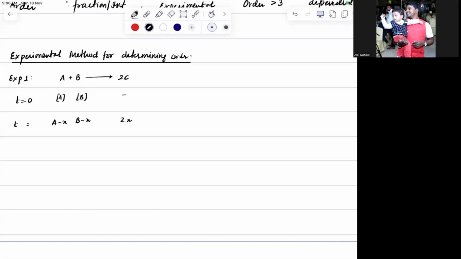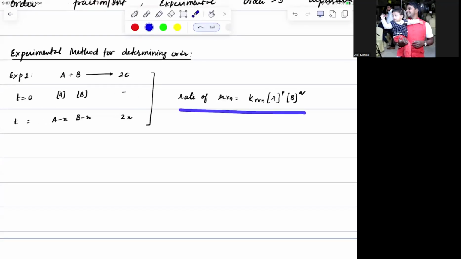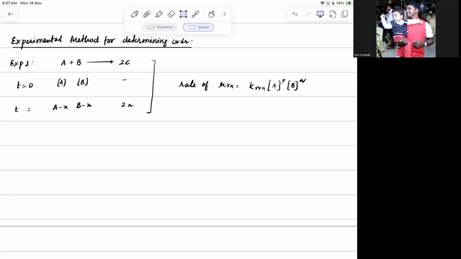So here what we do, we will figure out the rate of the reaction. Rate of reaction will be equal to k of the reaction into A raised to the power of some p and B raised to the power of some q, some order here. Okay. So taking this into account, we will be able to figure out its rate at a particular time. Okay. Same thing we do with experiment 2 and experiment 3, but this time we will vary the concentrations.